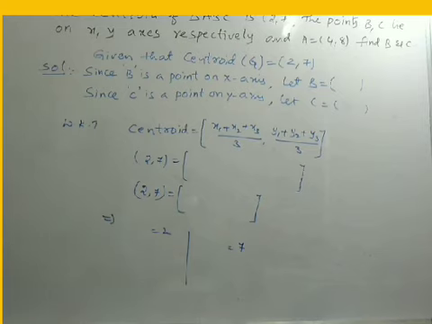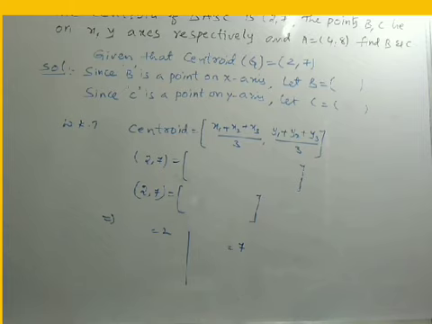Coming to the next question, the centroid of triangle ABC is (2, 7) and the points capital B, capital C lie on the x and y axis respectively, and capital A is (4, 8). Then find capital B and capital C.